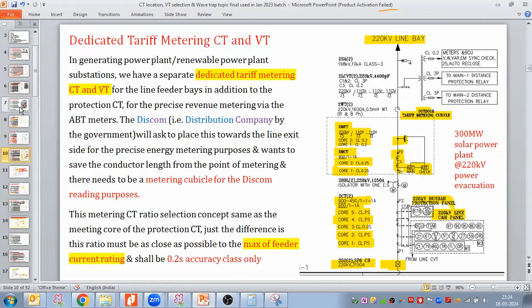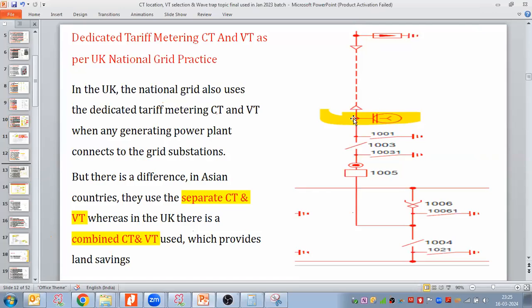Okay. Hello, sir. Sir, can you go back to the combined CVT? It's not clear. Sir, can you hear me? Hello. Yeah, Hari, your voice is not clear. Could you repeat? Sir, I was asking about that combined CT and VT diagram. The SLD combined CTPT. He is asking about the combined CTPT symbol.